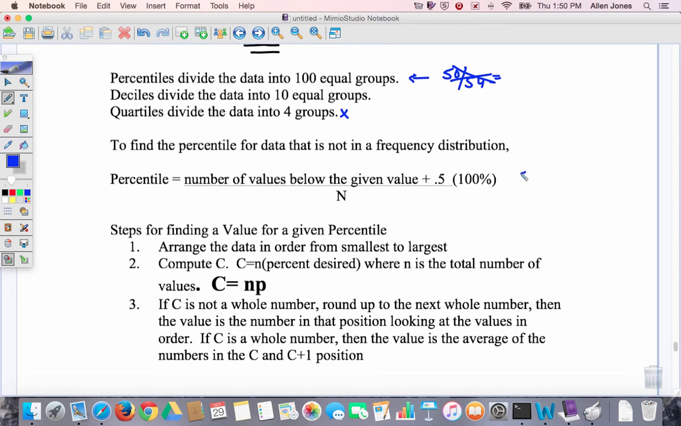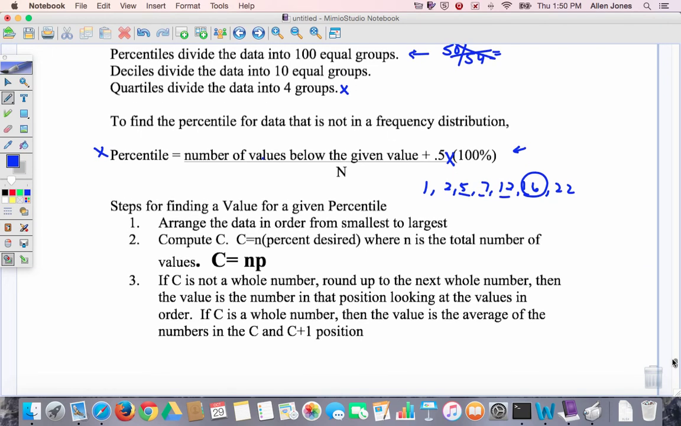We're going to find the percentile for a number in a data set. So if we had a set of numbers 1, 2, 5, 7, 12, 16, 22, and I wanted to find the percentile rank for the number 16, I'd follow this process. I'd count the number of values below that given value, the number of terms below 16, add 0.5 to it, and divide it by my total number of values, 1, 2, 3, 4, 5, 6, 7. There are 7 total numbers here, so I divide by 7, and once I have that, I'd multiply by 100%.